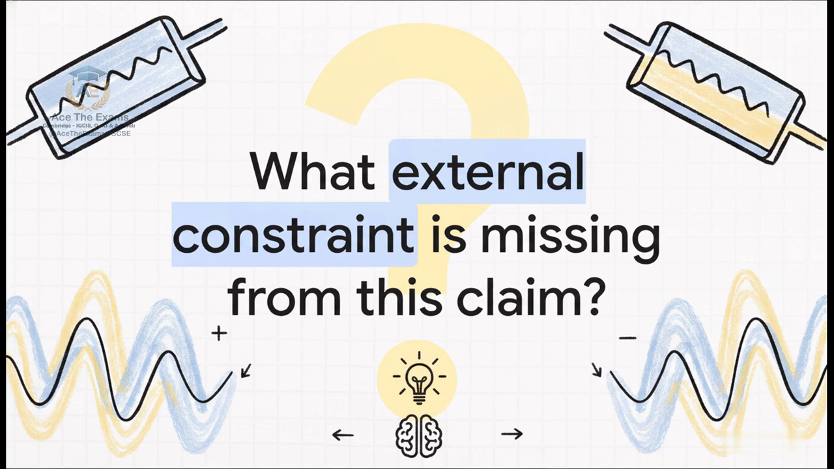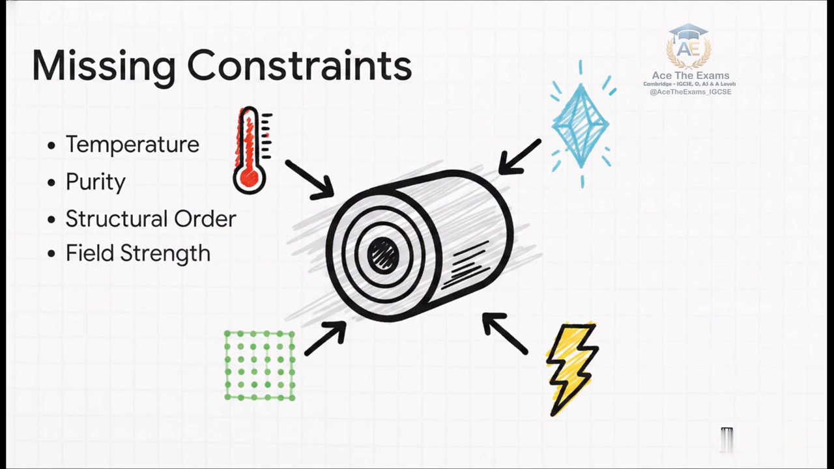A top band student would look at this and instantly recognize that in those chunky extended questions, just stating a property is never going to be enough to get full marks. So what's the missing variable? Got a guess? Well, let's see how you did. Did you think of temperature? What about purity, structural order, or maybe external field strength?